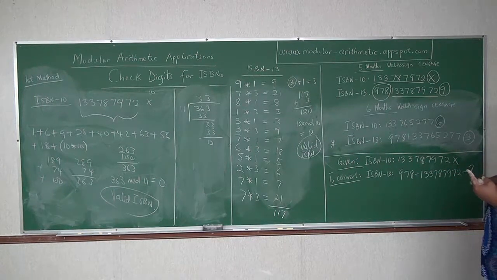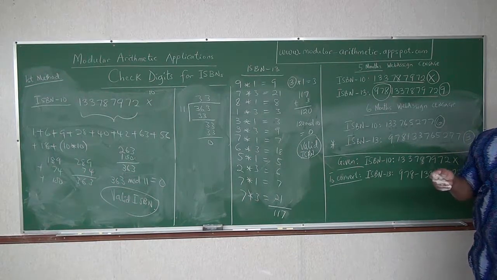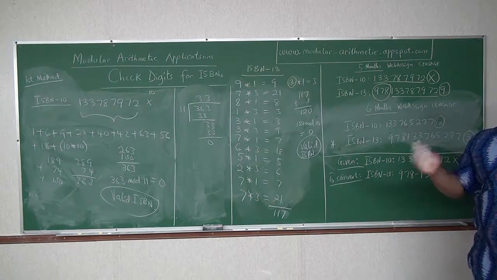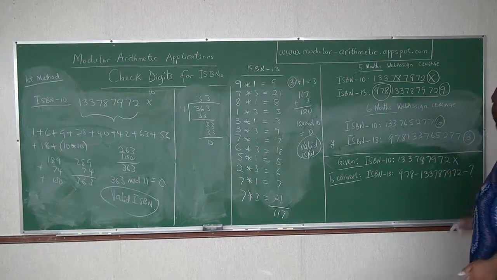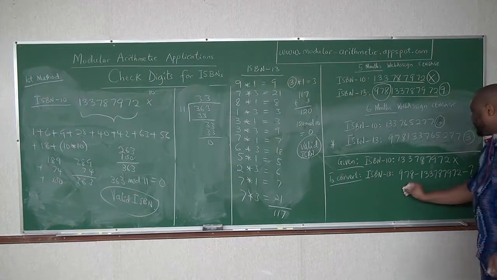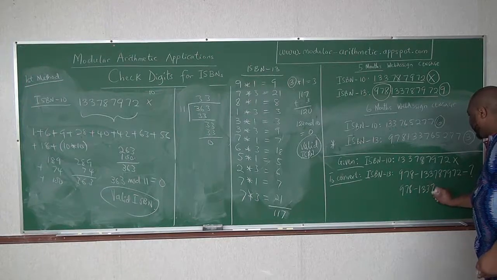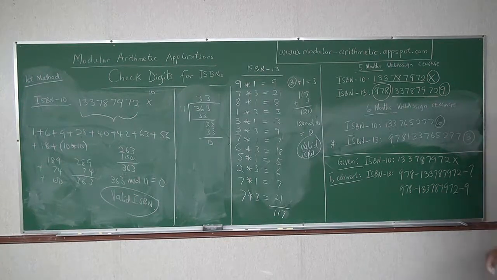You keep doing it until whatever you get here, you get the remainder, and the check digit will be the modulo minus remainder. Okay, the remainder will be the sum mod 10. We just did it, and we got 9. And that is how you got 978.133.787972.9. That is how you convert it.